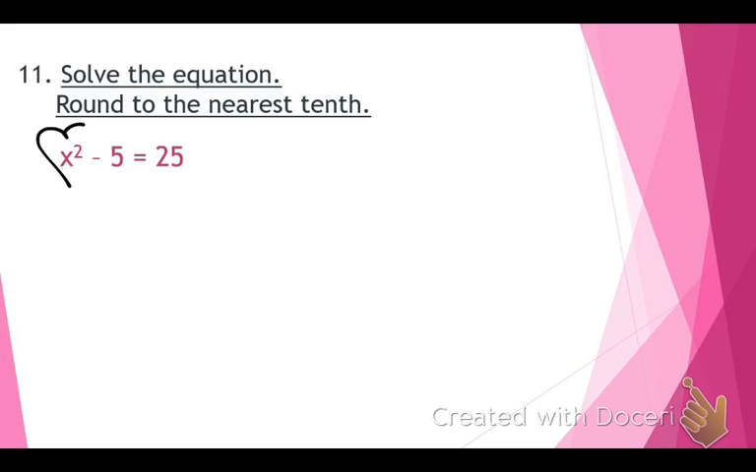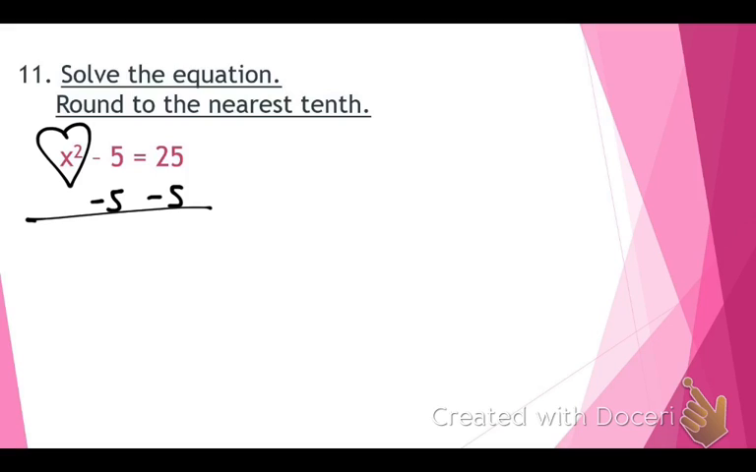Number 11, solve the equation and round to the nearest tenth. Remember, these guys are best friends because the square is attached to the x, okay? So, Landon, what should I get rid of first? Negative 5. Okay, how do I get rid of minus 5? Subtract it on both sides. Okay, he says subtract it on both sides. Agree or disagree?